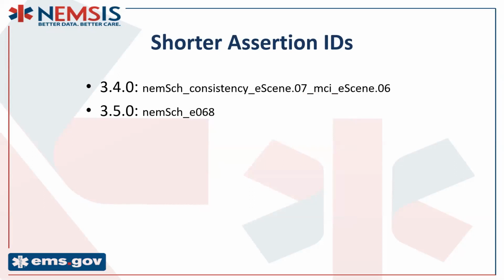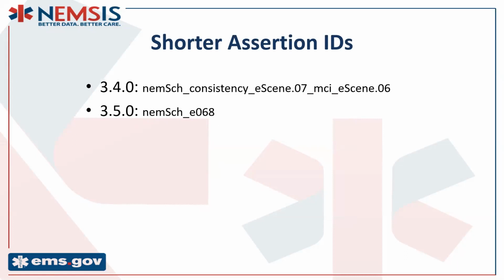Second, we are shortening the technical assertion IDs, mostly an under-the-hood thing, but we used to have long IDs like this that tried to encapsulate some meaning, some indication of what the rule was about. But now we're just going to go to numbered rules. For example, E means that it's going to be an EMS data set, the patient care report data, and then it's just numbered 068. So this will be much shorter.